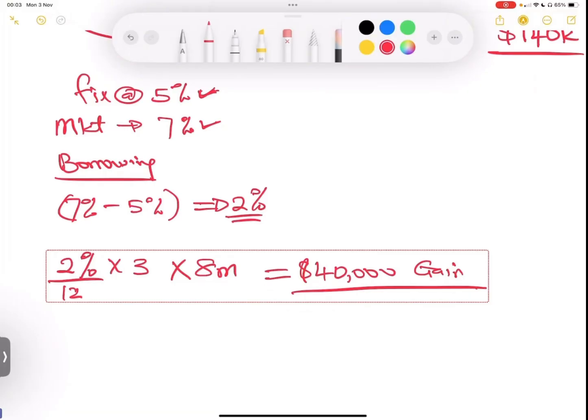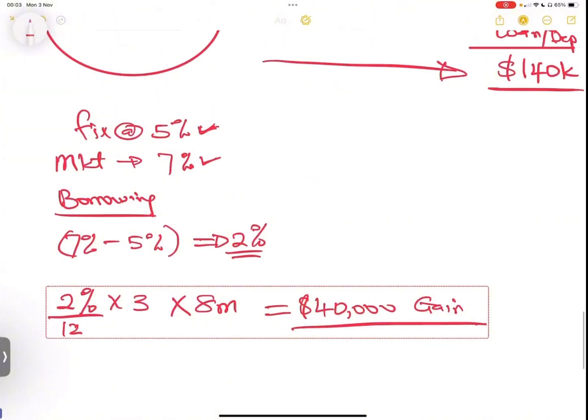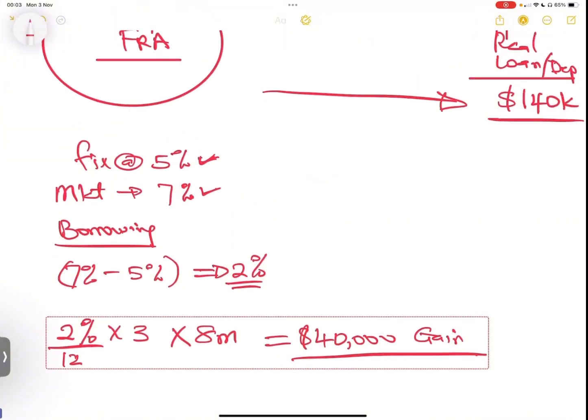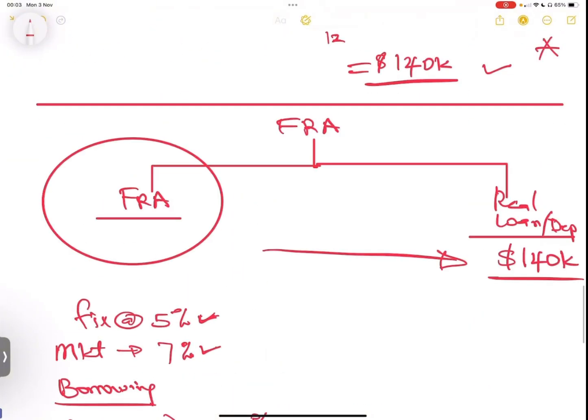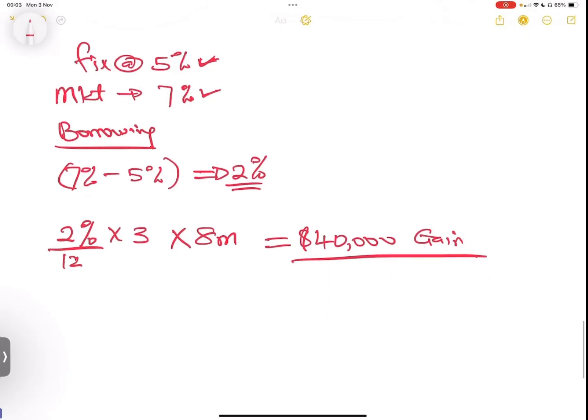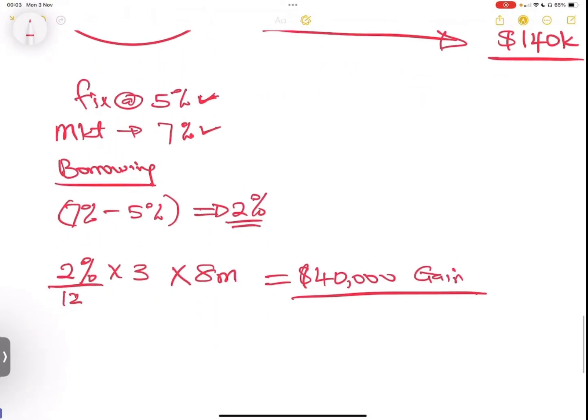And what is going to happen? Remember that the FRA you are doing might not necessarily be with the same person where you are borrowing your money from. Sometimes the same bank can do it, sometimes different banks can do it. So you can be doing FRA with CIBC and you are collecting the loan from RBC, right? But what is important is your net position.